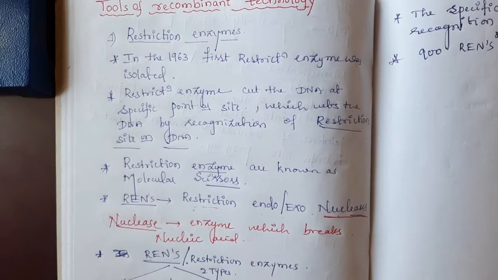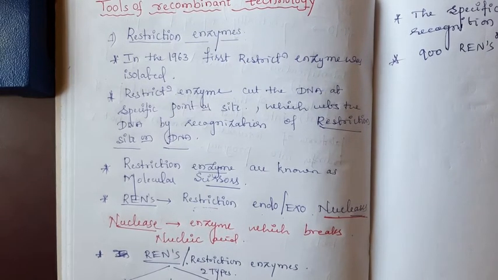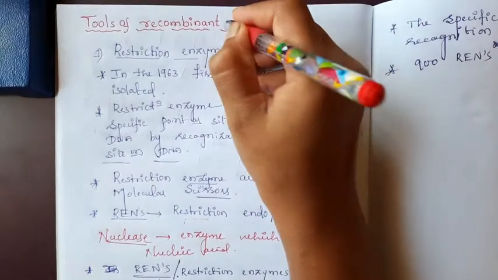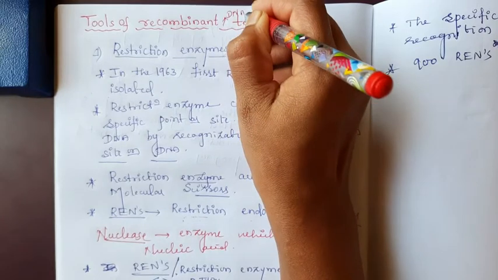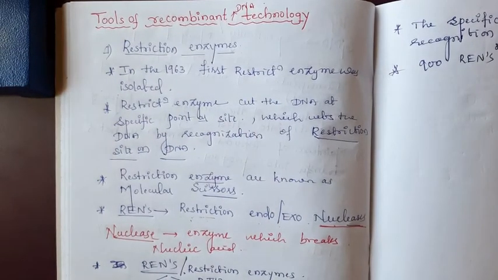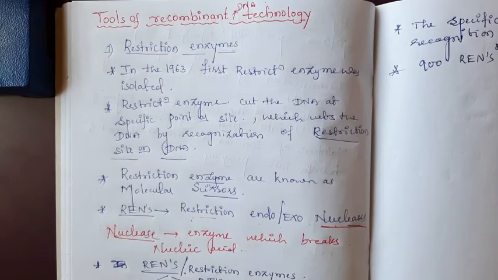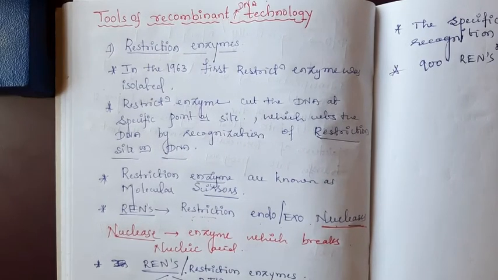In the previous video class, we discussed restriction enzymes. We started the discussion about the tools of recombinant DNA technology. The tools which are necessary for recombinant DNA technology are enzymes. Firstly, we started the discussion about the molecular scissors or restriction enzymes.